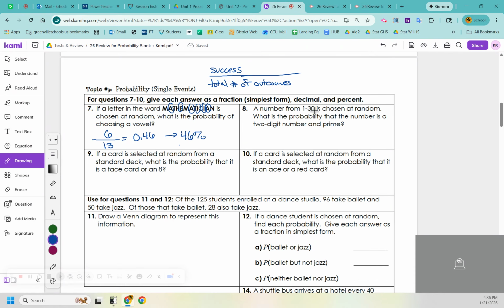A number from 1 through 30 is chosen at random. What is the probability that the number is a 2-digit number and prime? Okay, so there's 30 numbers from 1 to 30. It needs to be 2 digits and prime. So 2 digits starts at 10. So this is when I'm going to pull up my cheat sheet and look at my prime numbers that are 2 digits.